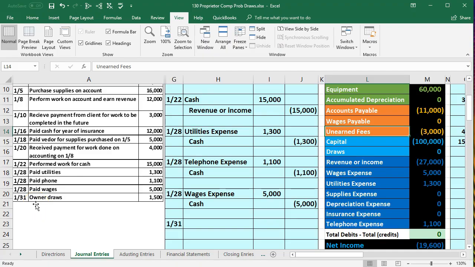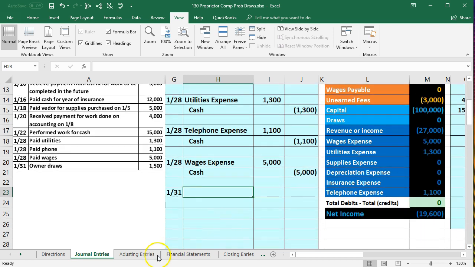For the owner draws. This is the last transaction for the normal transactions of the month, so we want to make sure and enjoy it here because we don't have any more that we get to do after this. But after this, we will be going to the adjusting process, creating the financial statements and the closing journal entries, so there is more to do, so don't worry. We're going to have the owner draws here as our last transaction of the month.